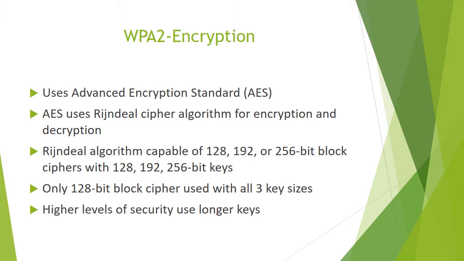WPA2 used the new Advanced Encryption Standard, or AES. AES uses the Rijndael cipher algorithm for encryption and decryption. This algorithm is capable of 128, 192, or 256-bit block ciphers with 128, 192, and 256-bit keys. In WPA2, only the 128-bit block cipher is used, but all 3 key sizes are still used. Higher levels of security, such as Top Secret, will use the longer keys of 192 and 256 bits.